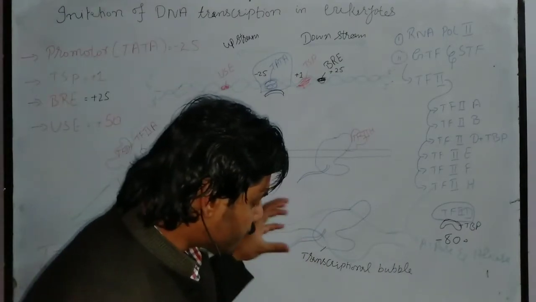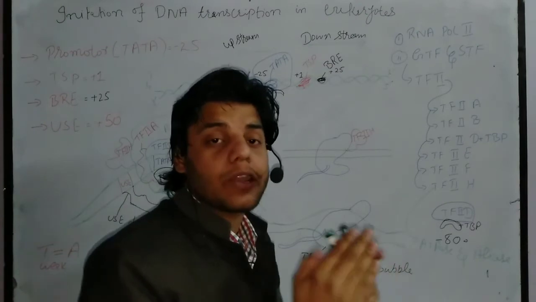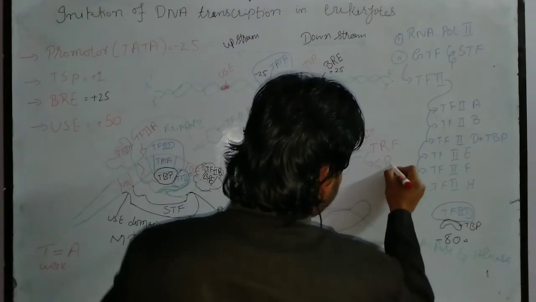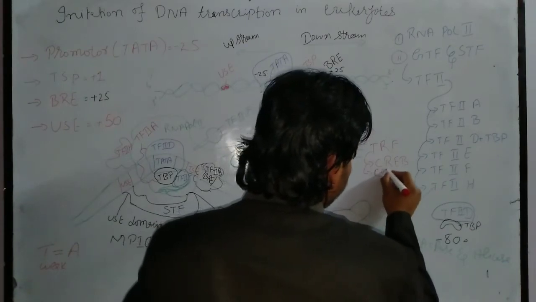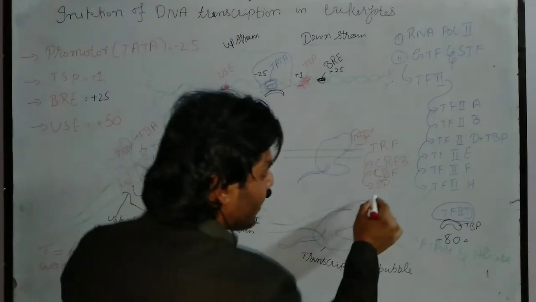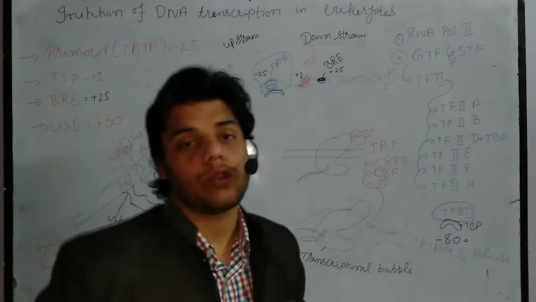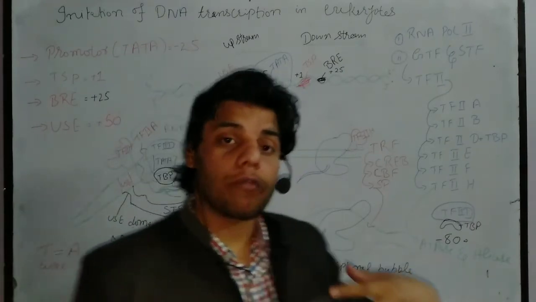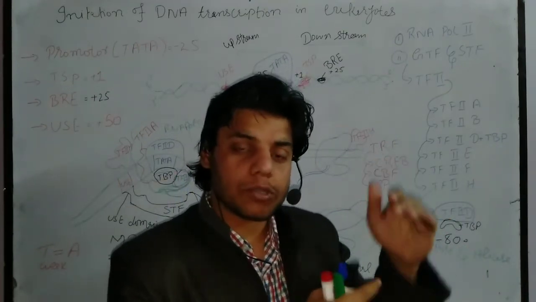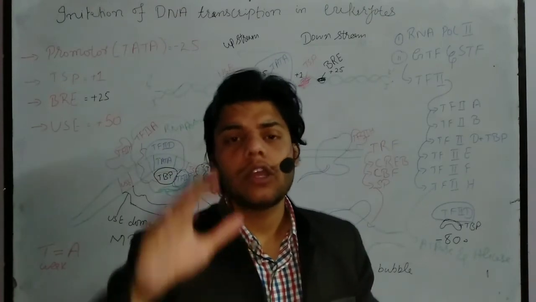Now once we get the transcriptional bubble, some other transcriptional regulatory factors are also recruited here. Among the transcriptional regulatory factors we have CREB, CBF and SP1. These are the transcription regulatory factors which are recruited here, and once they are recruited, they will activate the ribonucleotides. All of you should know ribonucleotides are always present in the nucleus of the cell, because this is eukaryotic DNA transcription, so they will be present inside the nucleus. If it is prokaryotic DNA transcription, they will be present in the cytosol.